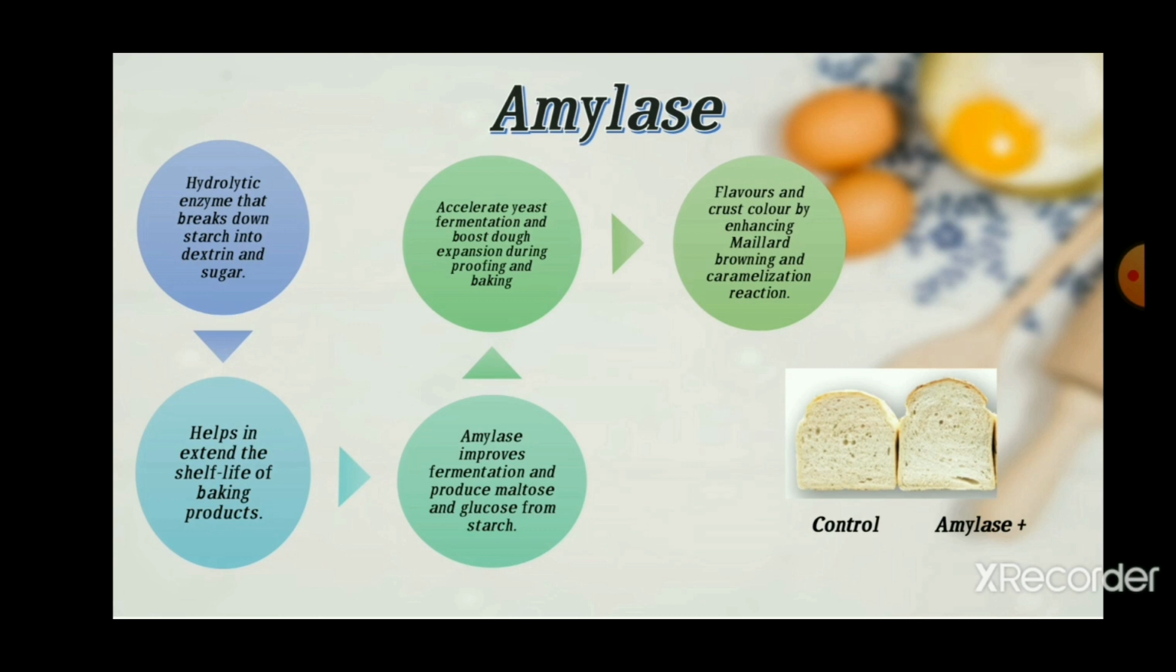If you see the picture below, you can see the difference between the control and the addition of amylase enzyme. Finally, it improves flavors and the crust color of the bread by enhancing Maillard browning and caramelization reactions. The formula of amylase is: starch will convert into dextrin and the dextrin will convert into maltose.